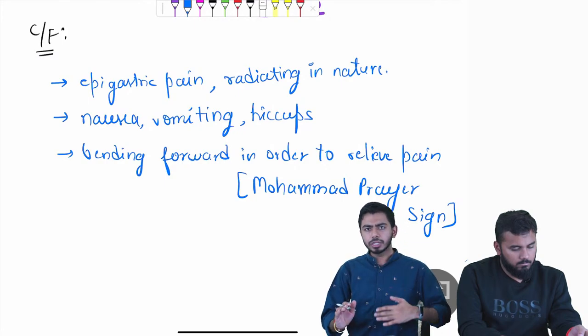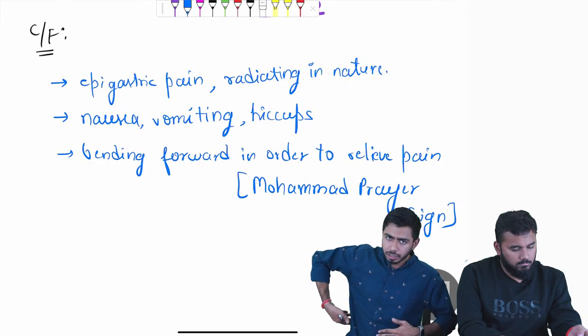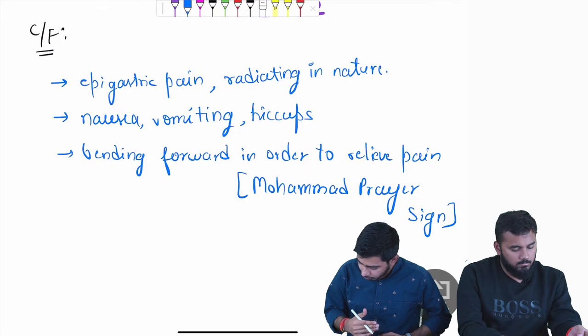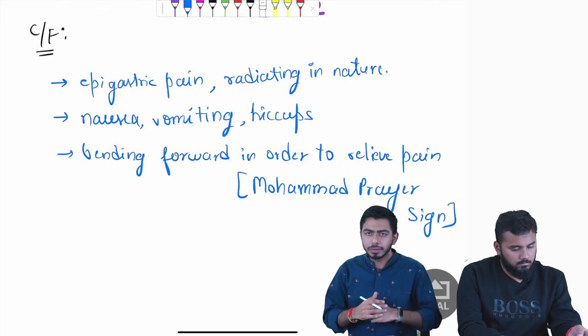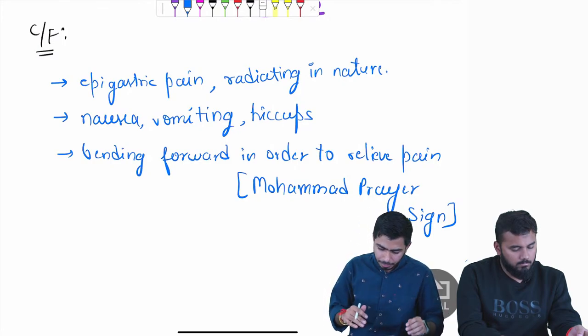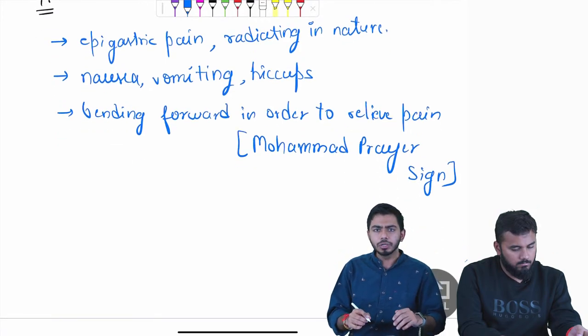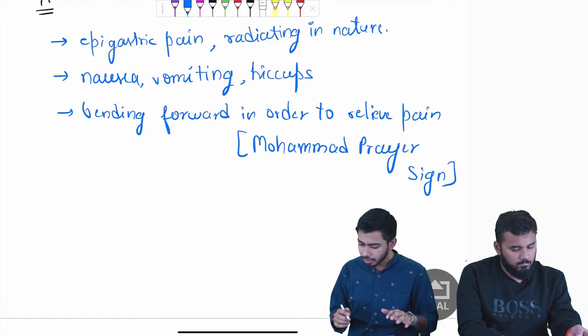Usually the patients have epigastric pain that radiates towards the back. The patient will be in a special position, they are bending forward. Yes, the Muslim prayer position. Okay, fine. Now I'm moving further, and let's talk about the signs you will see in this particular patient.